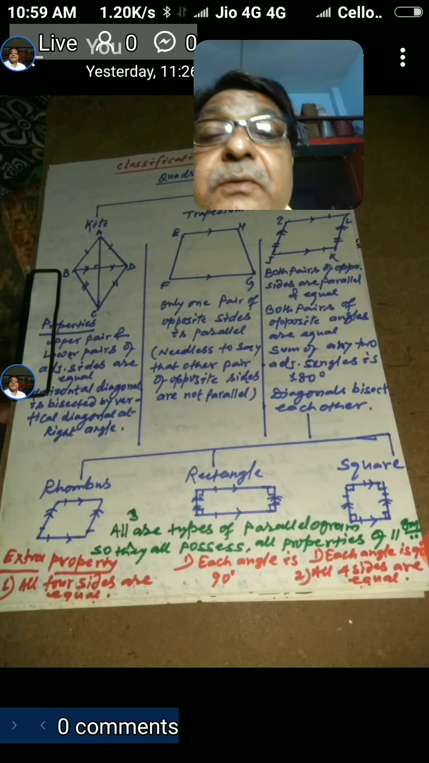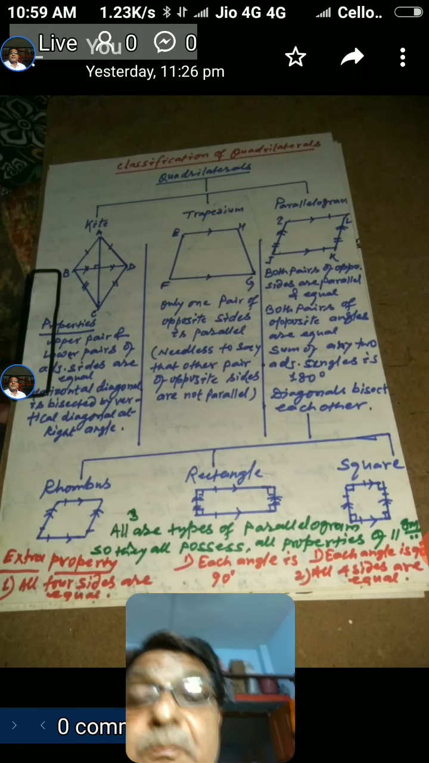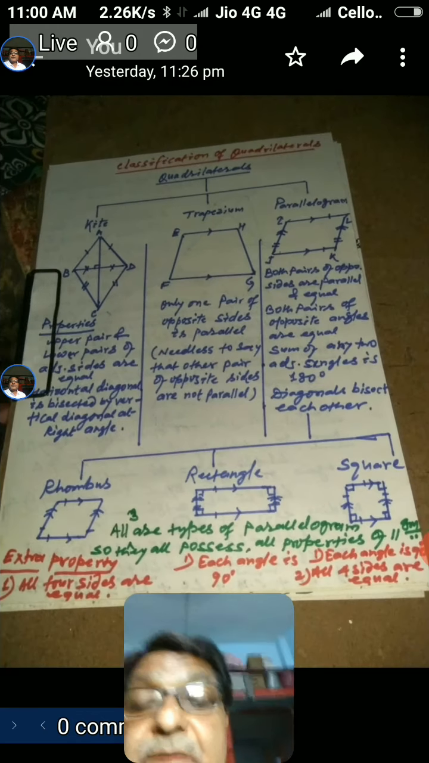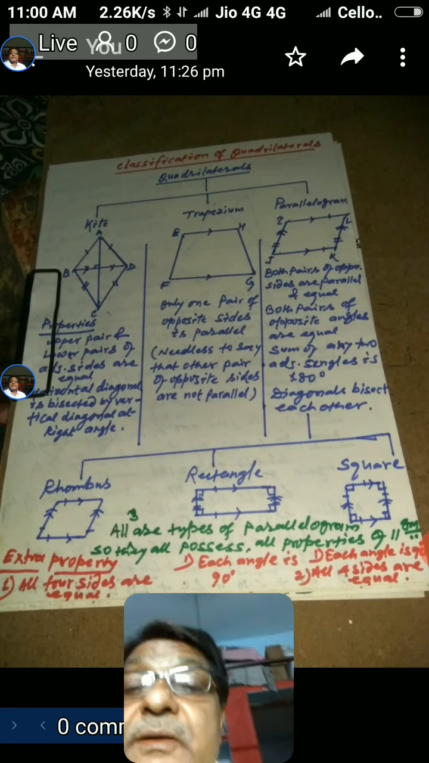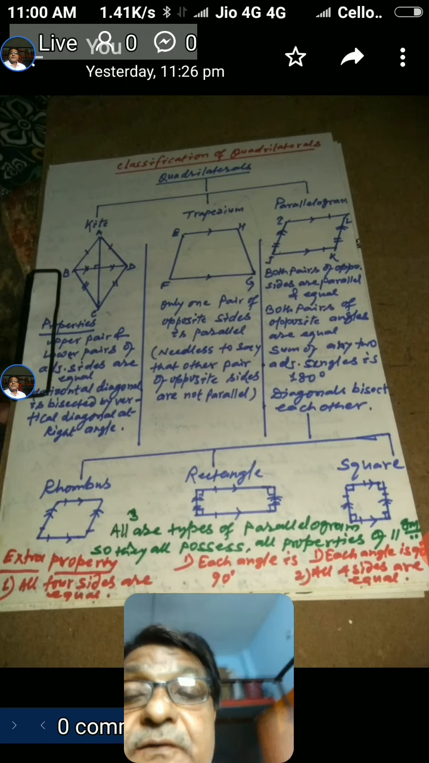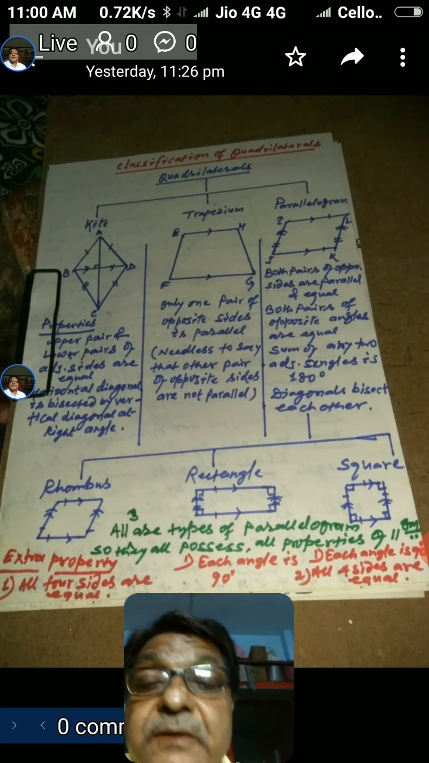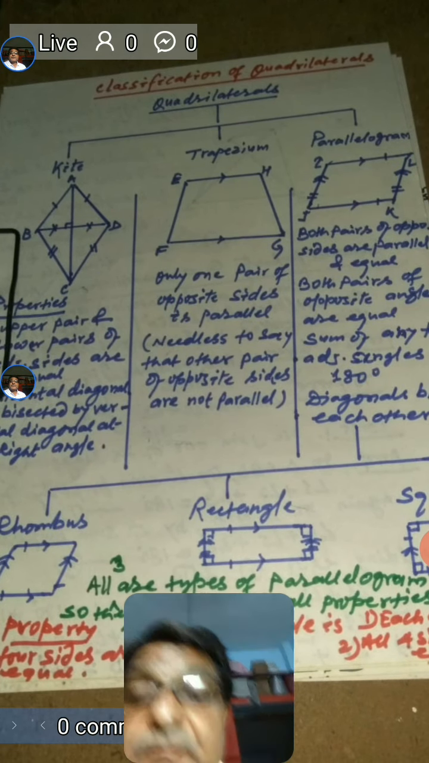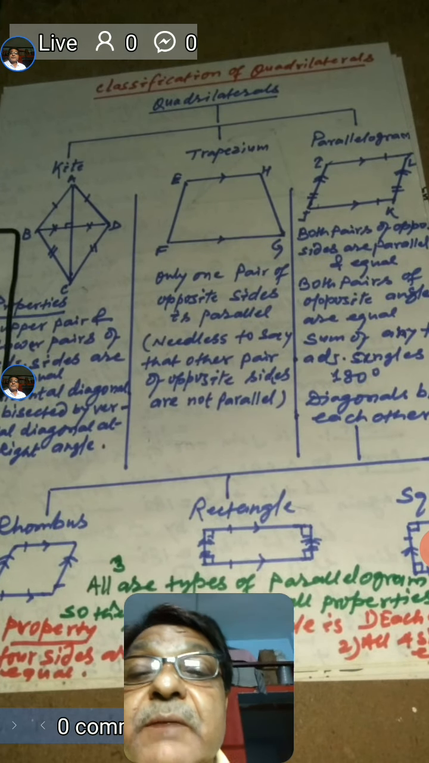Now in this video we will include some more facts, which is a very important part, that is the classification of quadrilaterals. So as you see in this classification table, first of all, quadrilaterals have been classified into three main categories.